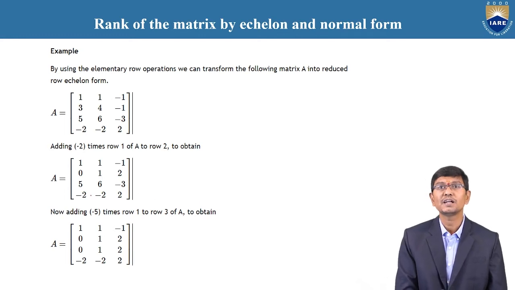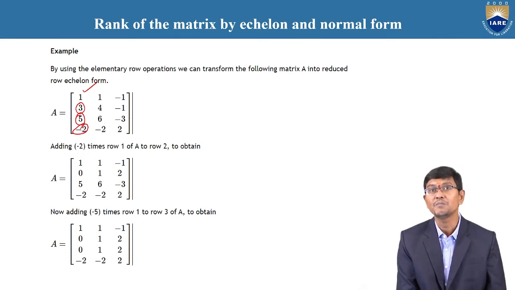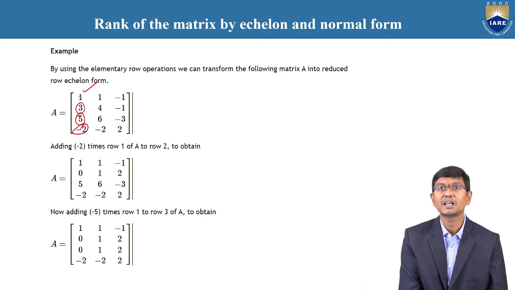Here, for example, the first element already satisfies the value 1. Therefore, we need to reduce the elements 3, 5 and -2 to 0. First of all, we add R3, R4, that is, if you want to change the -2 to 0 with the help of R1.